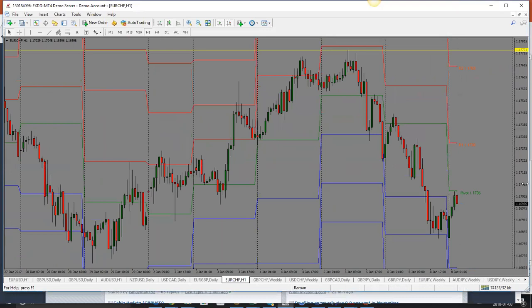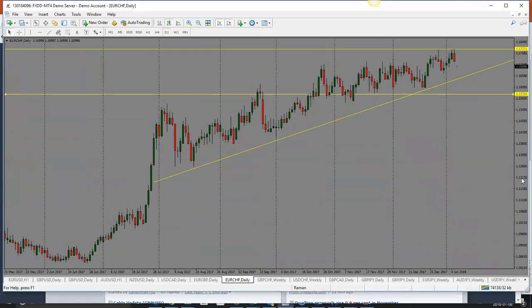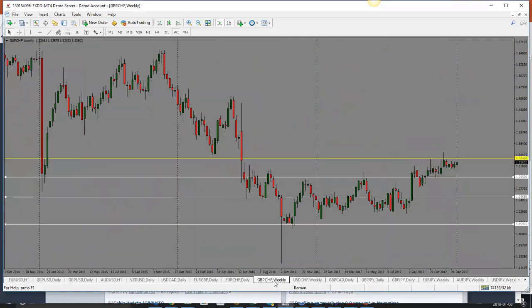If we take a look at the 1 hour here, this is where we currently are. And so we have a confluence of 1650 plus we have our S2 pivot level here. So looking for price to move lower. The bias in Euro Swiss franc is to the downside.